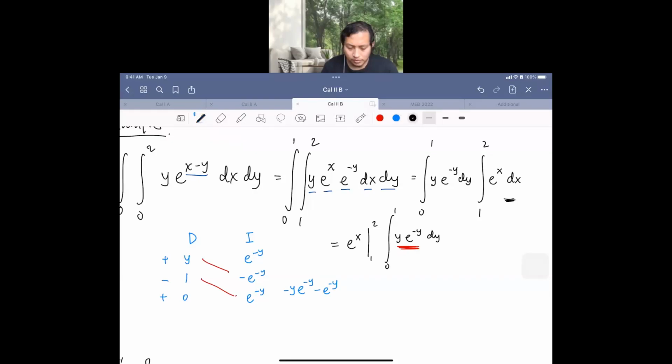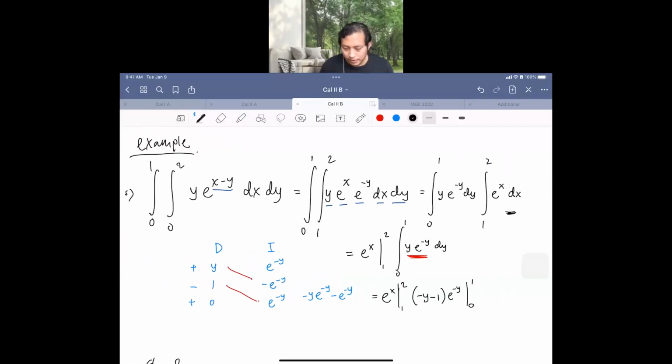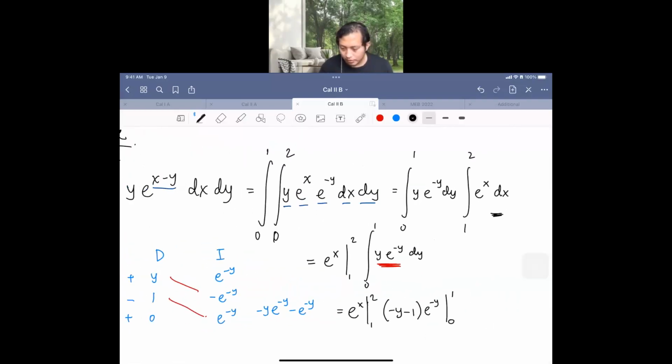So this will result in e to the x from 1 to 2, and then negative y negative 1 e to the negative y, and then we plug in 0 to 1. Sorry, it should be 0 here. Sorry, wrong number.